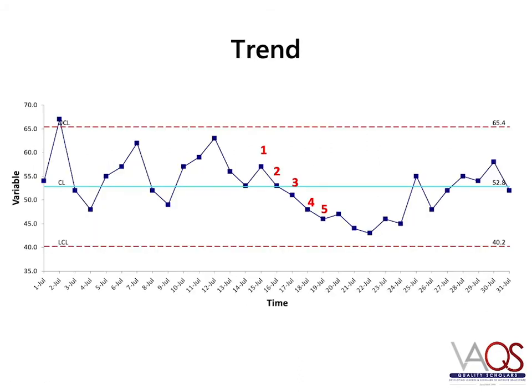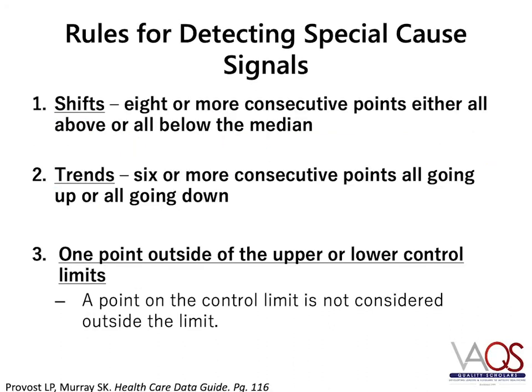Going back to our statistical process control chart, this is an example where at first glance you may think there's a trend. However, there are only 5 consecutive data points that are all going down from July 15th to July 19th. The 6th data point is increasing. Thus, this chart does not show a trend.